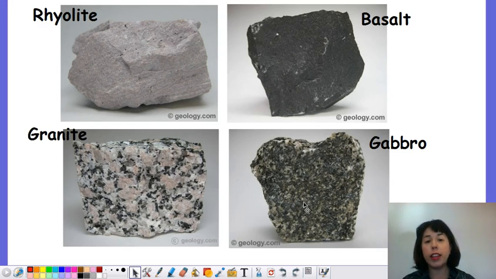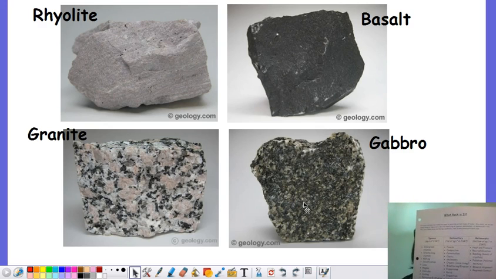I hope this was helpful. If you were stuck on anything, feel free to rewind this. And again, make sure you're looking at your vocabulary sheet and understanding which terms go with igneous rocks.